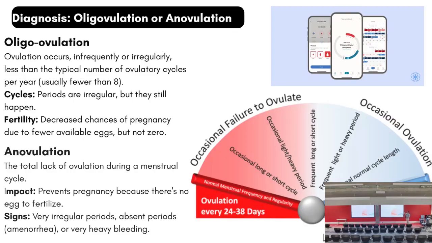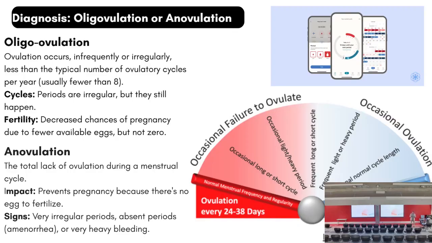So, what do we mean by oligoovulation or oligomenorrhea? Well, what we're talking about is infrequent or irregular cycles. Typically, you're looking at maybe fewer than 8 cycles a year, okay? They still happen, they're just irregular. In fact, they could go up to 45 days, if you like. The problem with this is, of course, that if we've got decreased amounts of ovulation, there's fewer eggs available, there's much less chance of becoming pregnant.